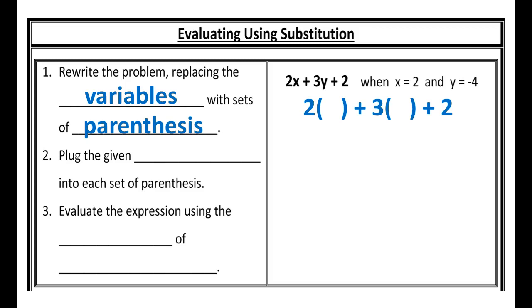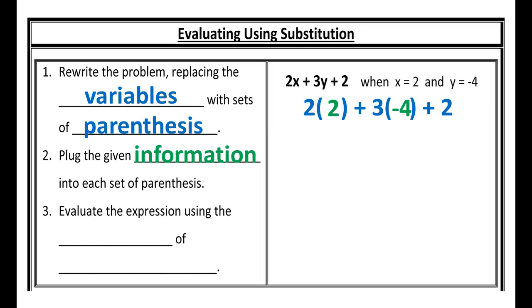In this case, they told me x equals 2 and y equals -4. I'm going to plug the given information into each set of parentheses. 2x is 2 times 2, so I'm going to plug the 2 in for the x. 3y is 3 times -4, so I'm going to plug the -4 in for the y.